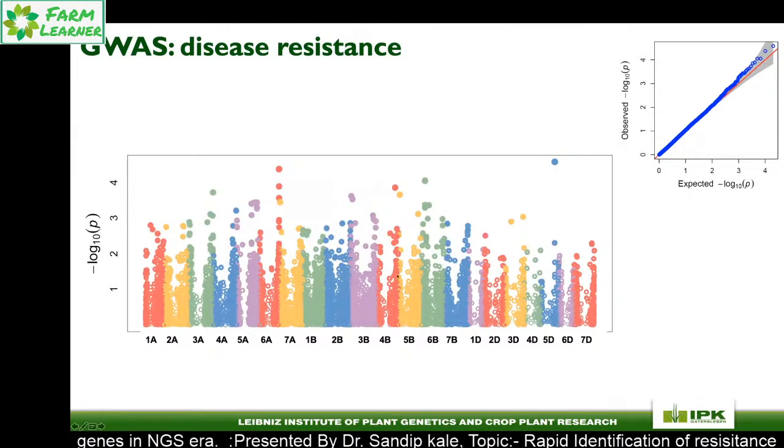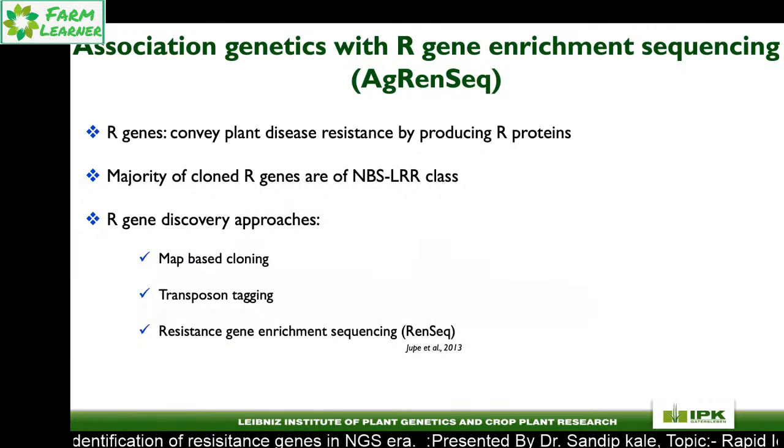And from this plot you can see there are no significant SNPs for this disease, mainly because disease resistance is a very complex trait, and it's not possible to identify candidate loci with only 20,000 SNP markers. So we need a larger number of markers, and GBS might not be useful for identifying the candidate loci for these disease resistance genes. So nowadays people are using another method. It's called association genetics with resistance gene enrichment sequencing.